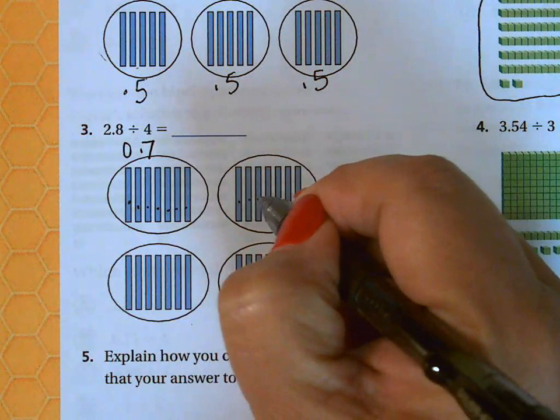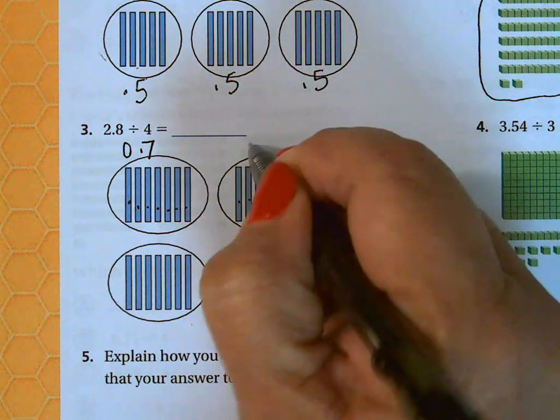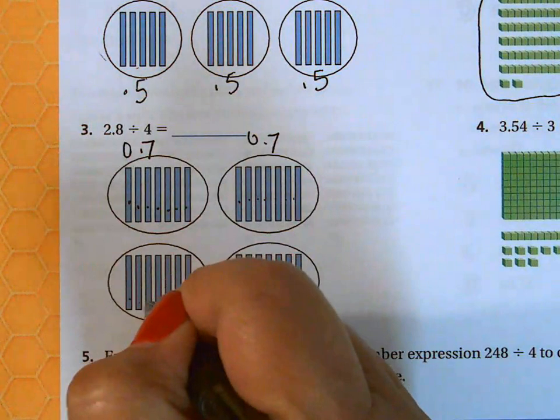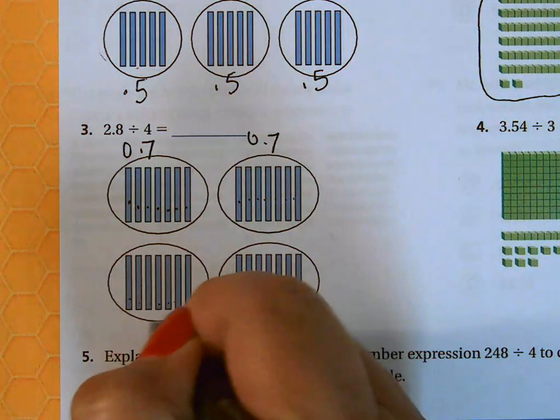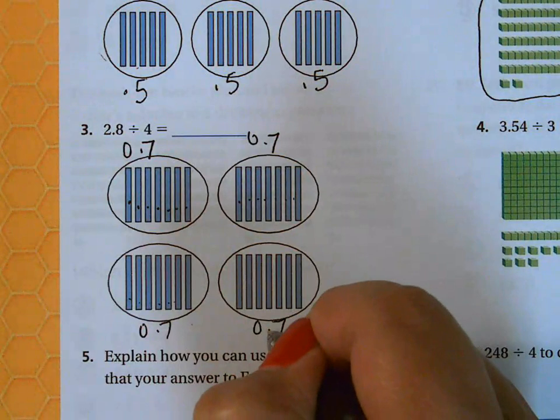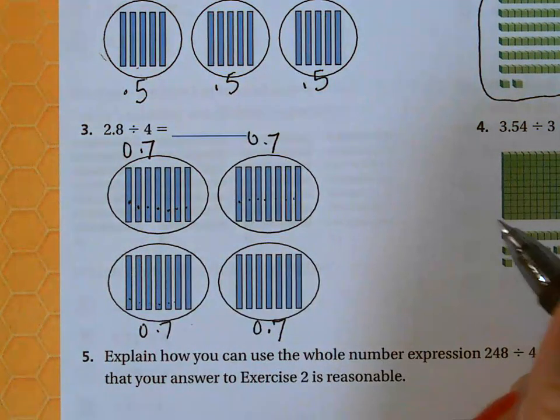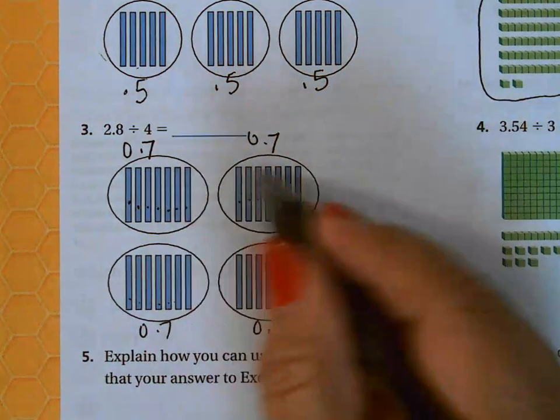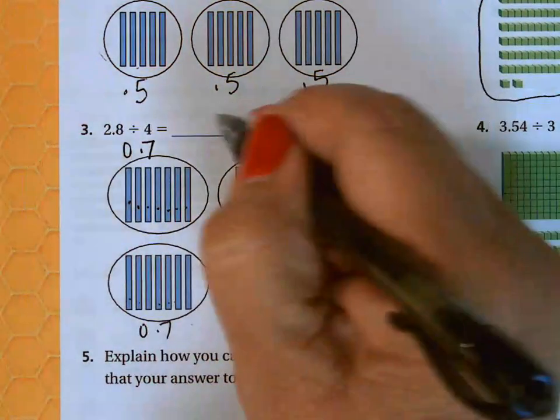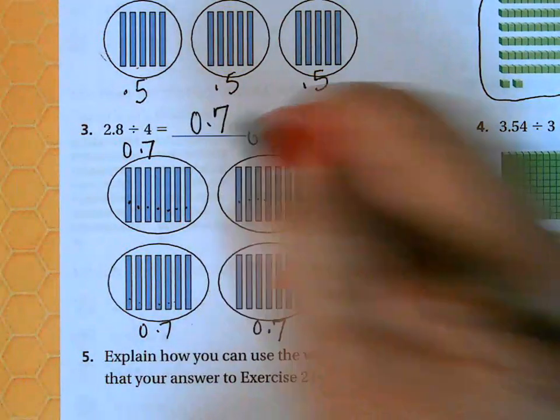1, 2, 3, 4, 5, 6, 7 tenths. And 7/10. All right, since I know that they've all been divided equally, well, 7 times 4 equals 28, or 2 and 8/10. So my answer is 7/10.